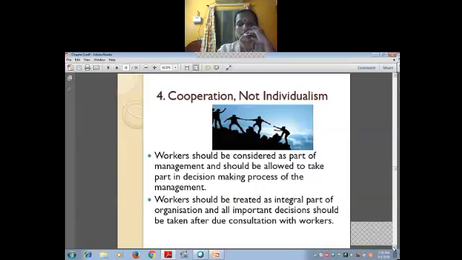Compared to us. So workers should be treated as an integral part of the organization and all the important decisions should be taken after due consultation with workers. They should ask for some ideas. We have to consult with the workers.